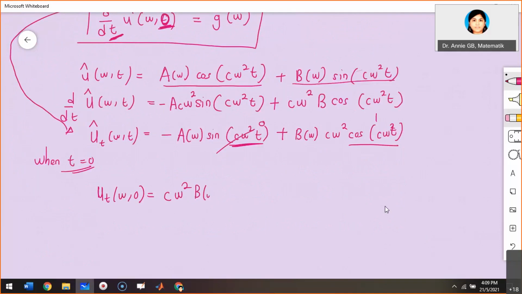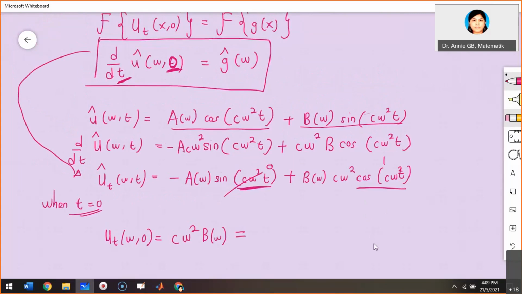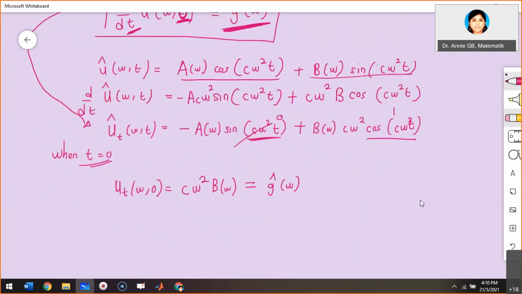Ataupun b omega cos 0 is 1. When t is 0, this is 1. This is equals to g hat. Condition saya kata g hat kan? Okay, g hat omega. There you go. Boleh tak saya cari b? Boleh. What is b? B omega equals to g hat omega over c omega squared.